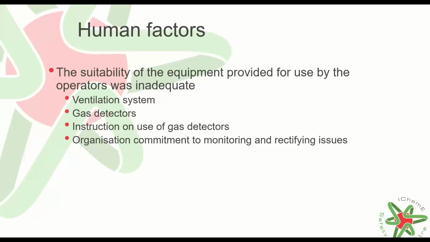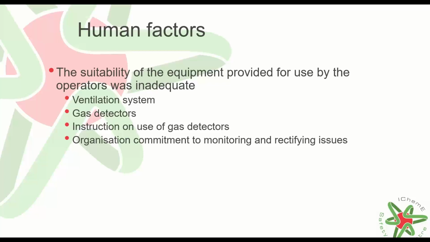From a human factors perspective, the equipment that they provided was inadequate. So the ventilation system was not adequate. The gas detectors were not adequate. They were not in the right location, and they were easily bypassed. The instructions for use on gas detectors were largely absent, so people were choosing what to do with them rather than having clear guidelines or requirements as to what they needed to do.